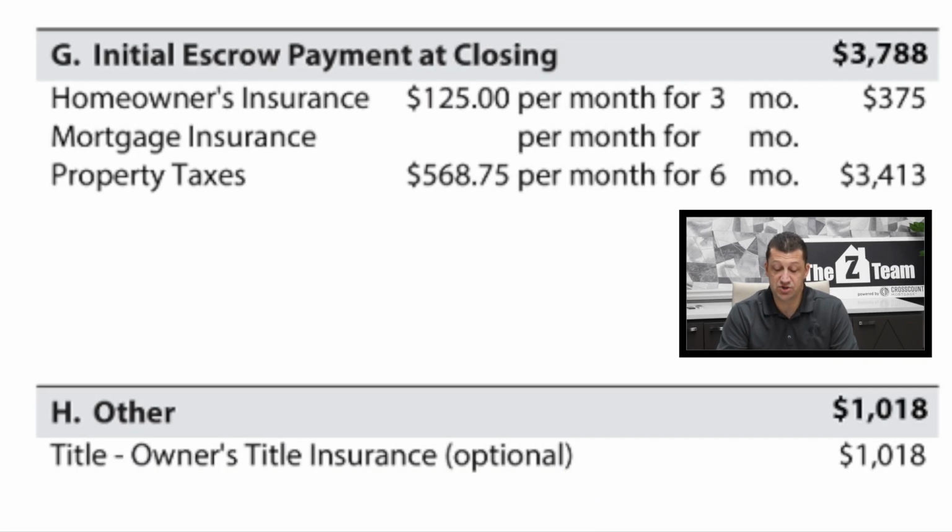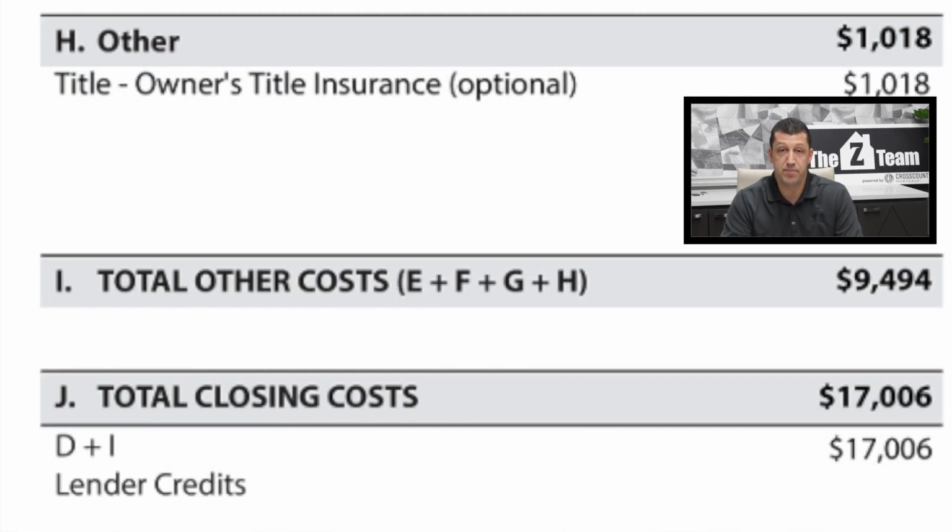Moving to paragraph H, you're going to see owner's title insurance, very similar to C, which is lender's title insurance, but this is optional for you as the homeowner. And then paragraph I. Paragraph I, much like paragraph D, just adds up paragraphs E, F, G, and H, which brings us down to paragraph J, your total closing cost. If we put all these columns, A through I, together, those are the total closing cost. And directly below that, if there are any lender credits, those would be reflected in paragraph J.